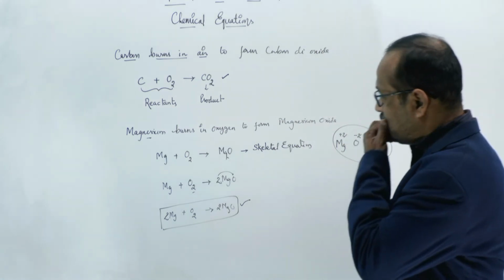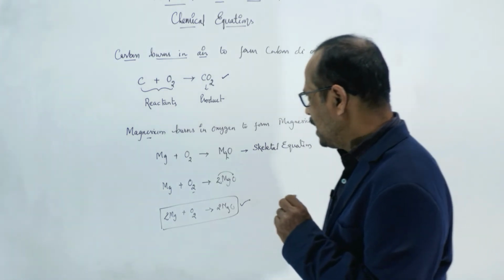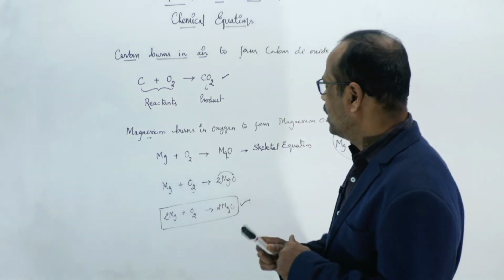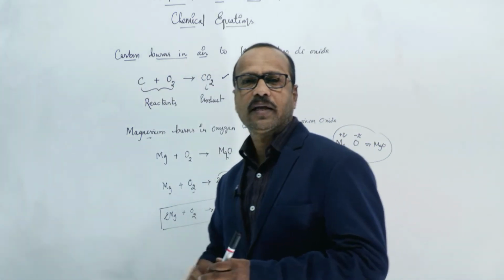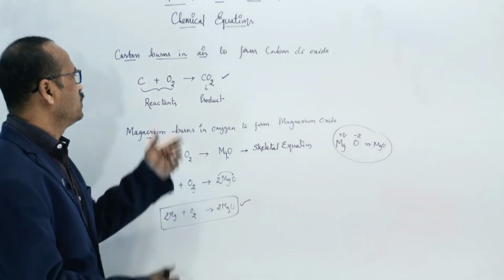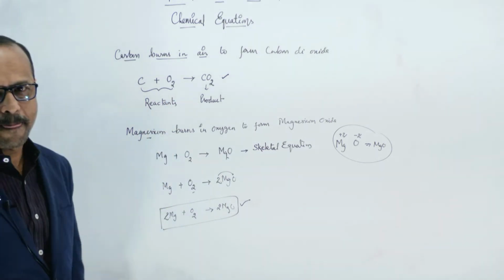So students, the advantage of a chemical equation is that we are writing in short. Instead of writing this big sentence, we are writing in short. So in a simple way, easily, we are writing. That's the first thing.